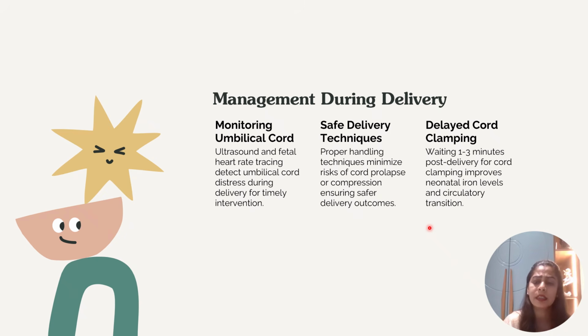Sometimes the cord gets into tricky situations, like in 1 to 2% of pregnancies. I just said that there are true knots, so we should be careful while handling them for a safe delivery, and remember to wait 1 to 3 minutes post delivery for the cord clamping. So this can improve the neonatal iron levels and circulatory transitions.